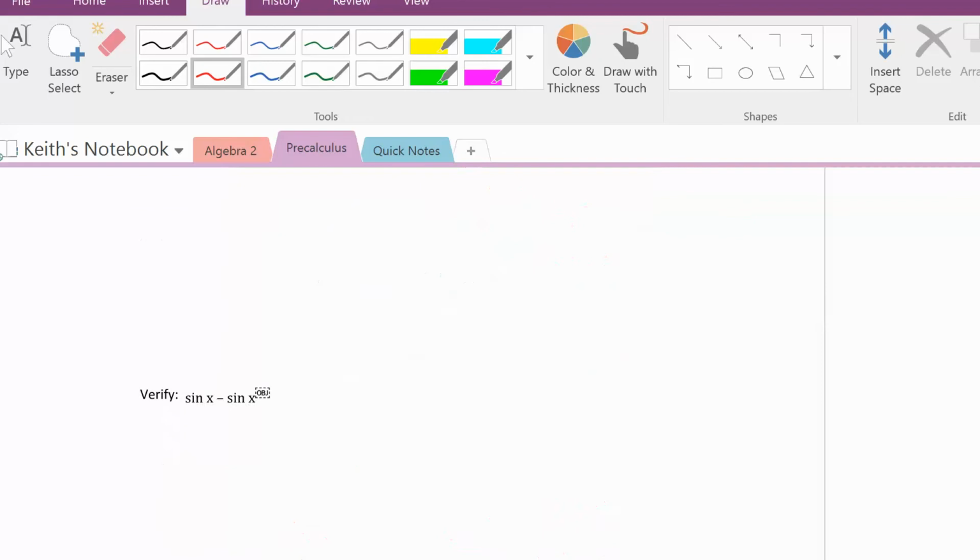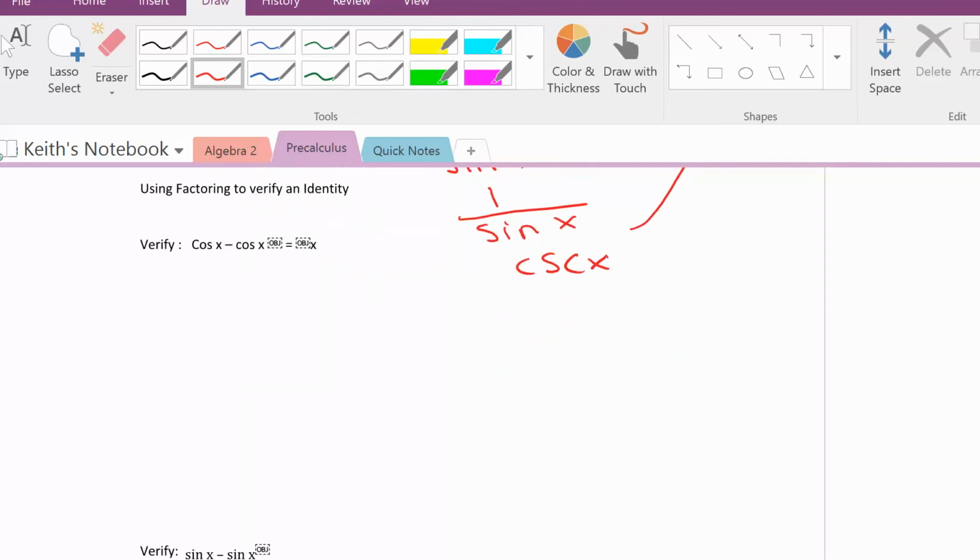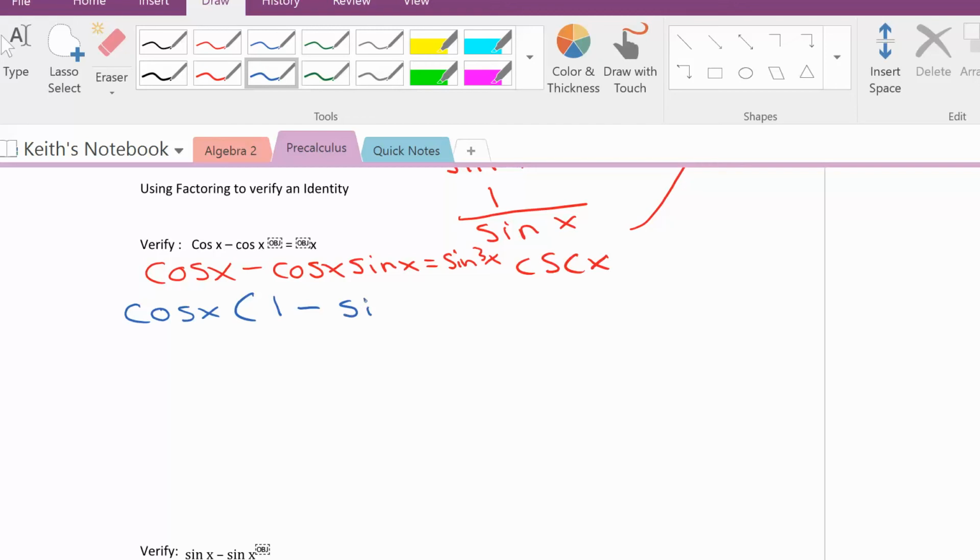All right, using factoring to verify an identity. So for example here, this is cosine x minus cosine x sine x equals sine to the third. That's what we're doing here. So if you notice, on this side, both terms have a cosine, so we could factor it out. So we get 1 minus, sorry, this should be a sine squared. So we get 1 minus sine squared.